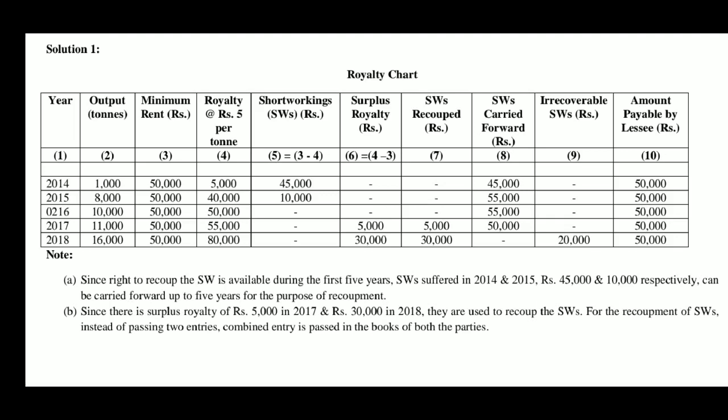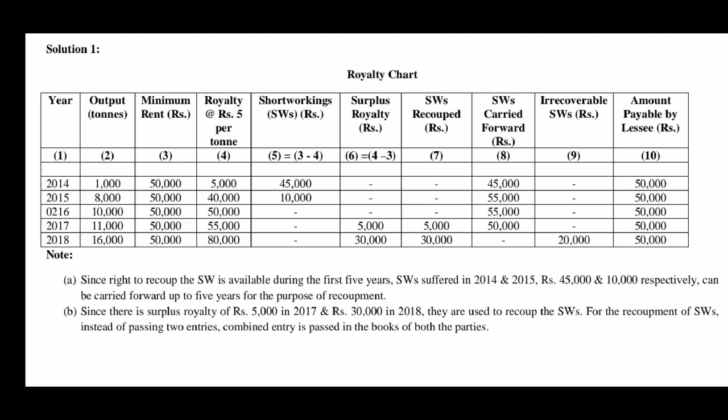See the fifth column, 3 minus 4. It means that information in column number 3, that is minimum rent, minus information given in column number 4, royalty. When minimum rent is more, then there will be short workings. In the first 2 years, minimum rent is more.